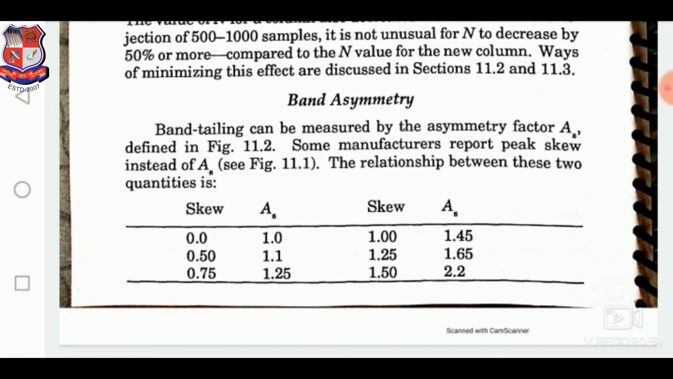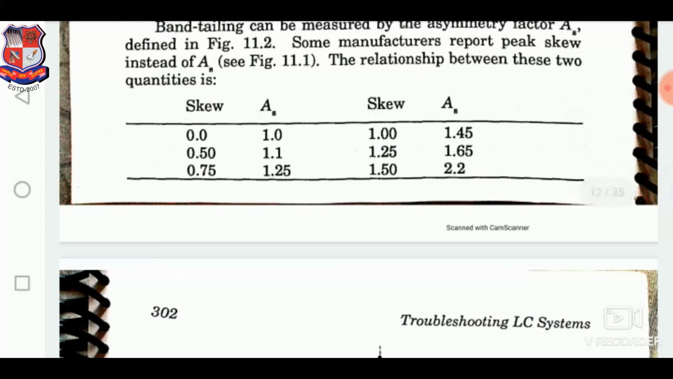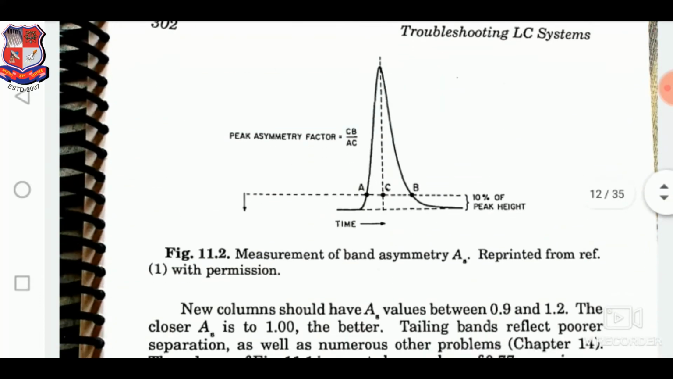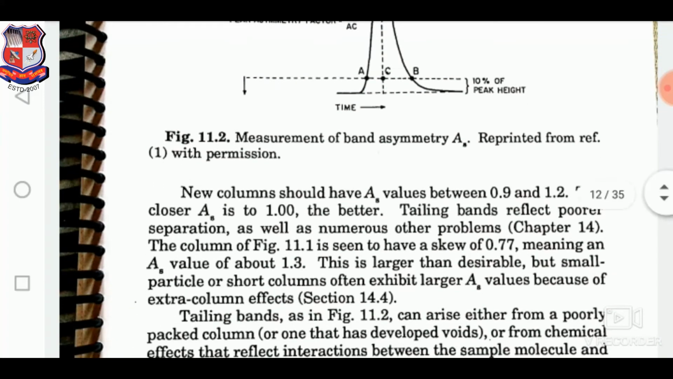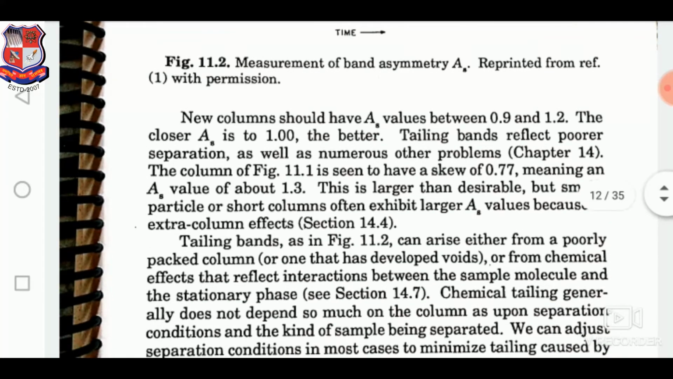So some manufacturers report a peak skew instead of AS. The relation between these two quantities is Q and AS, that is asymmetry factor. So new columns should have an AS value of 0.9 to 1.2. The closer AS is to 1.0, the better. Tailing bands reflect poorer separation as well as numerous other problems.